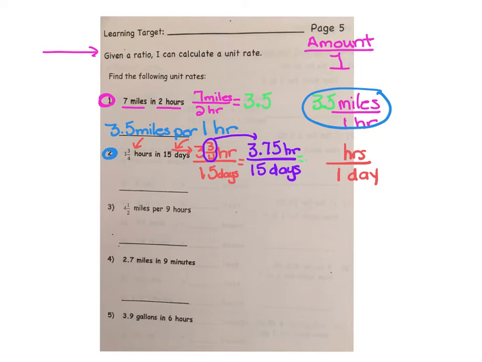You should have gotten 0.25. 0.25 is really 1/4 of an hour. So, written in a linear fashion with per, you would write 0.25 hours per 1 day. Let's continue. Let's look at 3, 4, and 5.